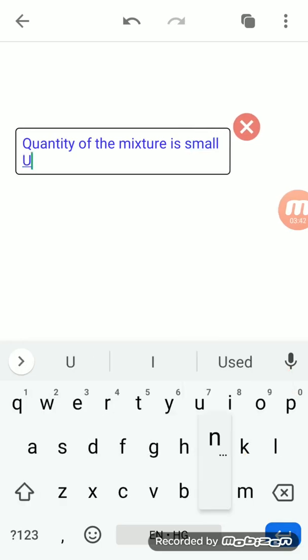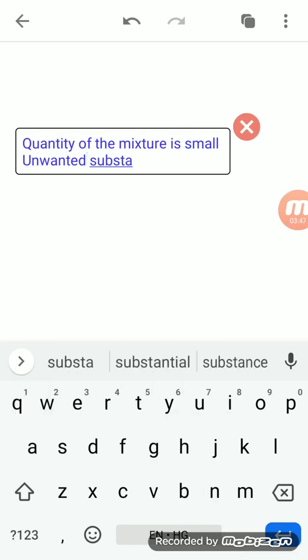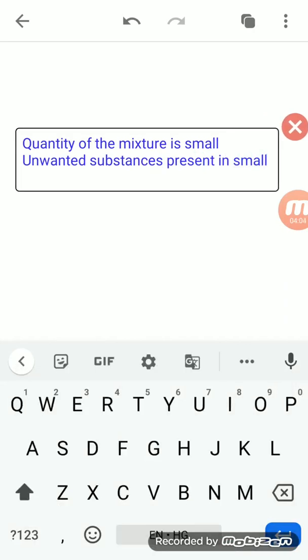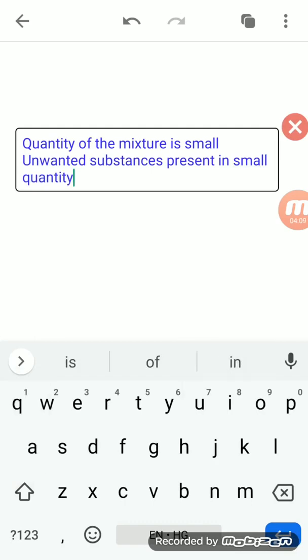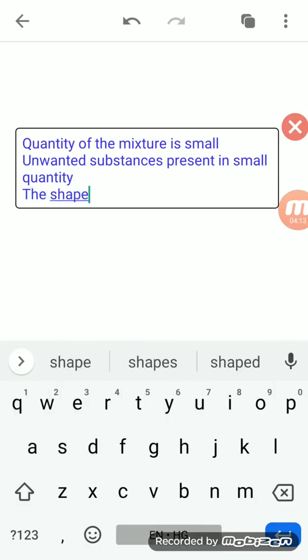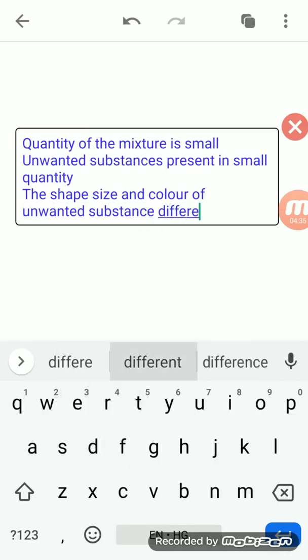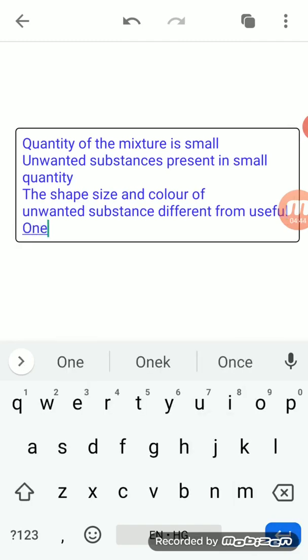The second thing, that the unwanted substances are present in small quantity, and the third one is that the shape, size and color is different for the unwanted substances from the useful one. So these are the three things.